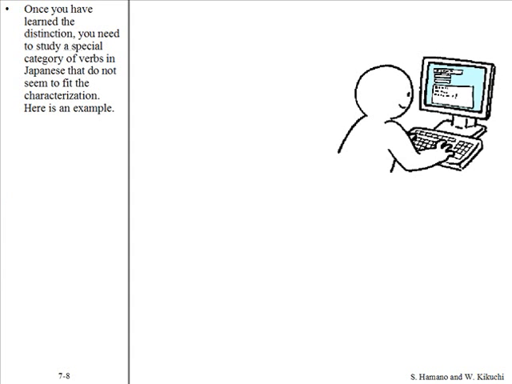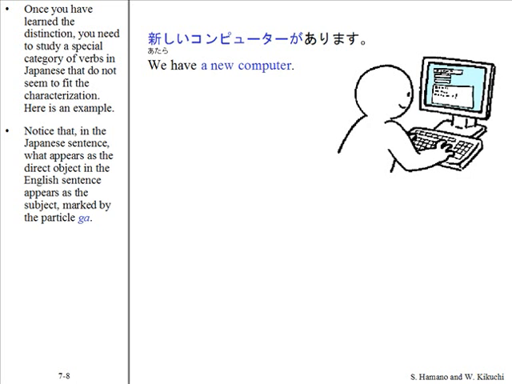Once you have learned the distinction, you need to study a special category of verbs in Japanese that do not seem to fit the characterization. Here is an example. 新しいコンピューターがあります。What appears as the direct object in the English sentence appears as the subject marked by the particle ga.